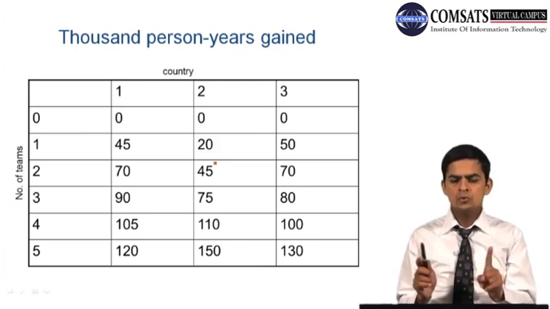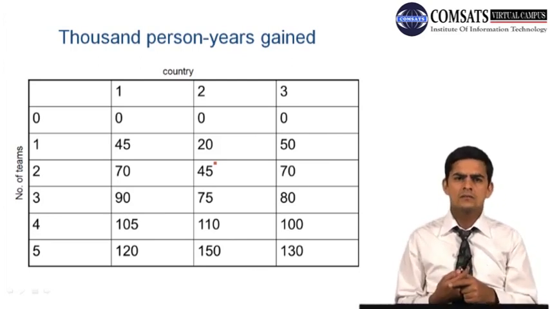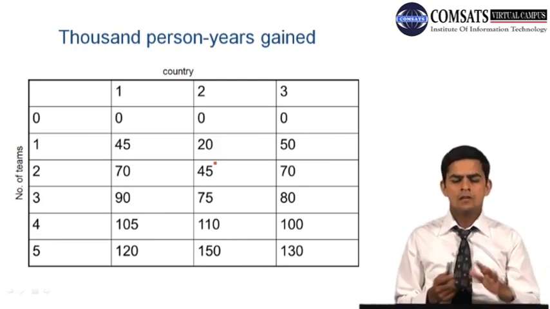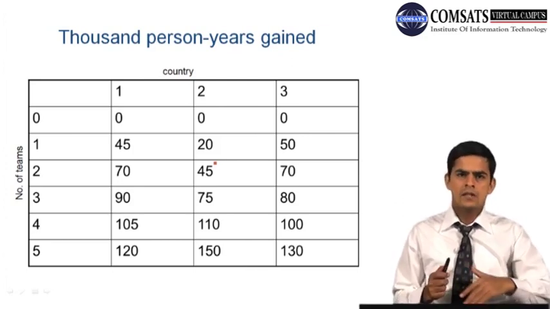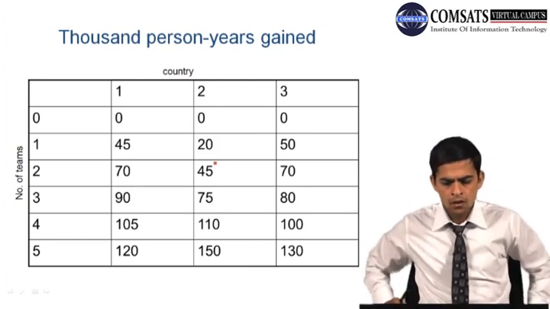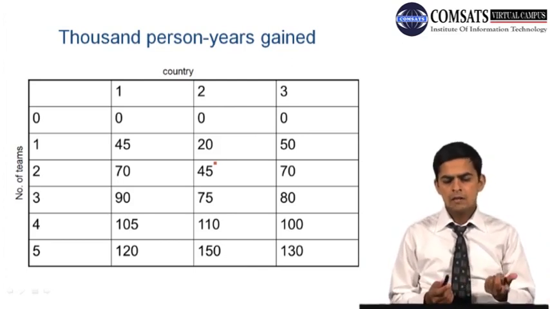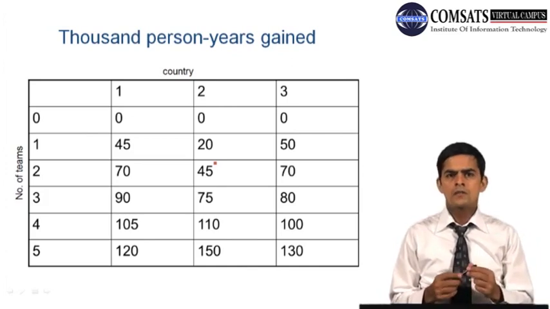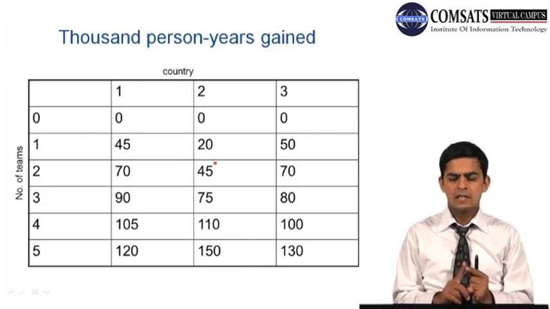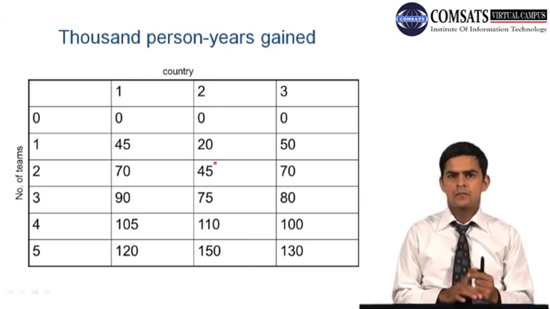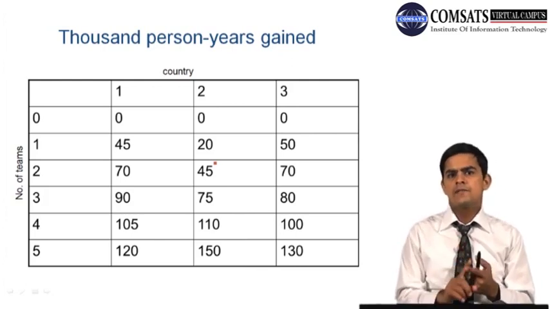Now, if you send 2 teams to country 1 and country 3, it's the same thing, okay? Because it will save 70 lives in country 1. It will save 70 lives in country, let's say 3, okay? But if you just move on to the last row, if you send all 5 teams to country 2, it will save 150 lives. Country 2, 150 lives. But country 1, 120 lives.